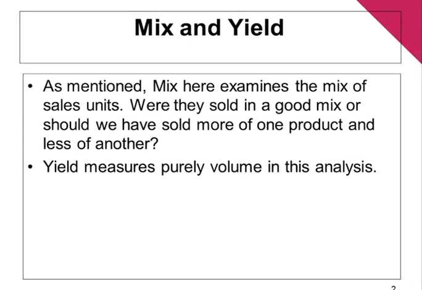So all that we're doing here is looking at the proportion of the products sold in relation to the margins generated, and then yield is just purely looking at volume versus volume.